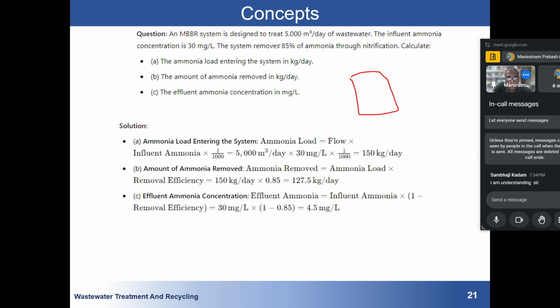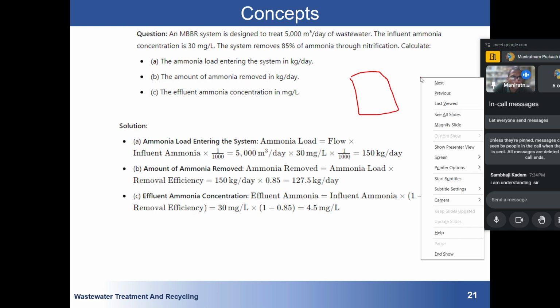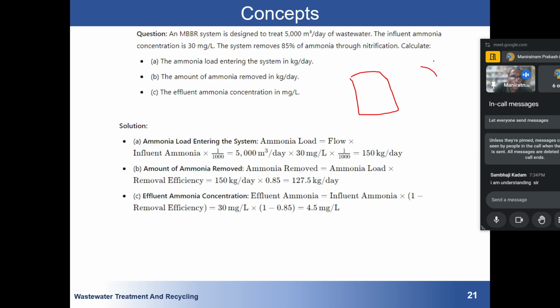So here this 85% is not randomly chosen. What happened is that suppose it is suggested that the treated water will be used for irrigational purpose, and then as per CPCB, we know that for irrigational purpose, x amount of nitrogen should be present in our wastewater. Okay? X amount of nitrogen should be present in wastewater.